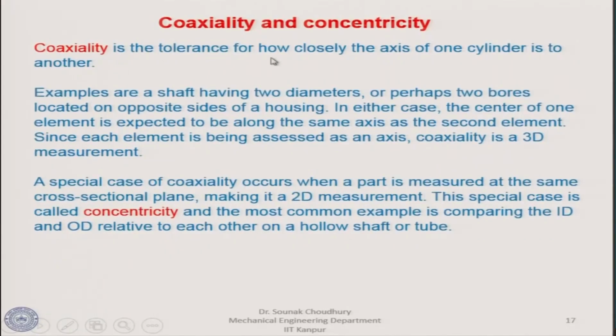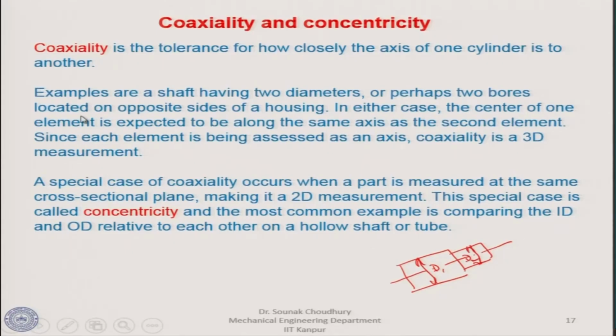Coaxiality is the tolerance for how closely the axis of one cylinder is to another one. So, whether they are coaxial or not. Okay. Now, an example of coaxiality is a shaft having two diameters. Okay. So, I showed it to you, right. So, this is a shaft and this is a shaft, and they may have the same axis, diameter d1 and diameter d2, both having the same axis, all right.